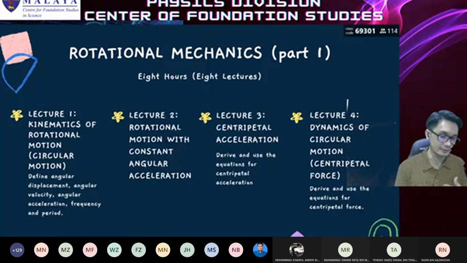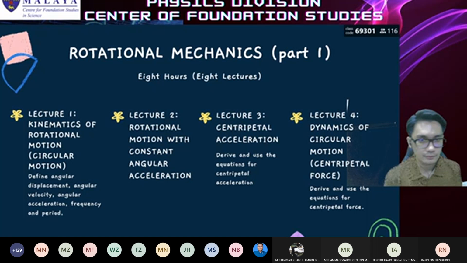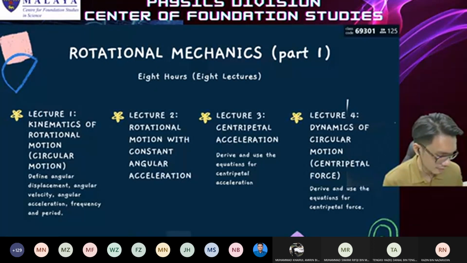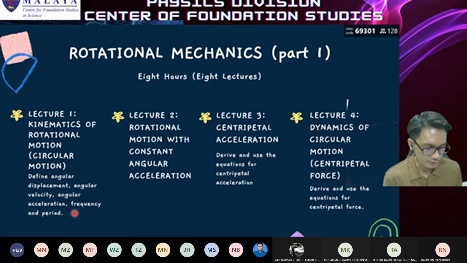Okay, so this is a brief of what I will teach for 8 hours or 8 lectures. For the first lecture today, we will study the kinematics of rotational or circular motion. In this lecture you will define angular displacement, angular velocity, angular acceleration, frequency and period. You may have heard about this in linear motion, like velocity, displacement, acceleration, where you have already used the kinematics formulas.